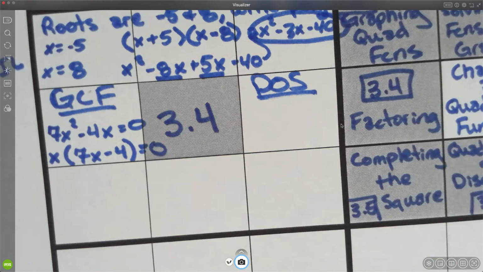Oh, that's true. X times 7x minus 4. FOIL? No, because then you go back up here. Oh my gosh. We're going to try to get the 4 after. We're trying to solve for x. Make it x. Make it a simple trinomial.